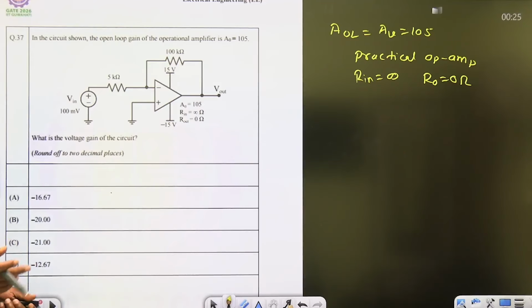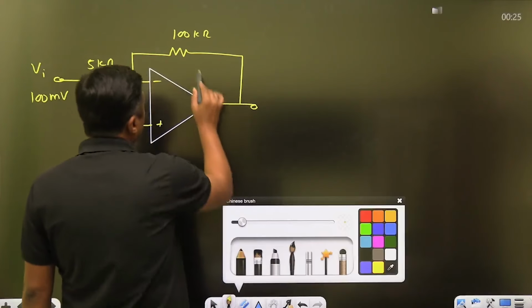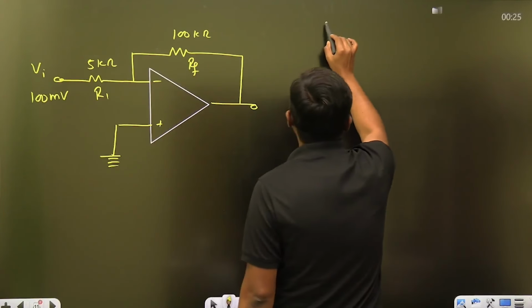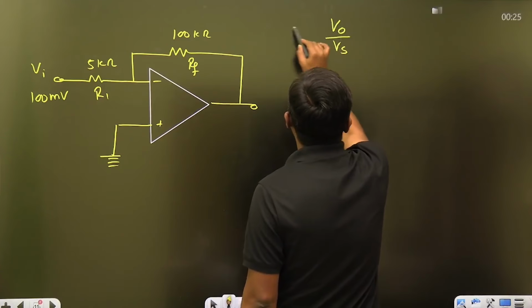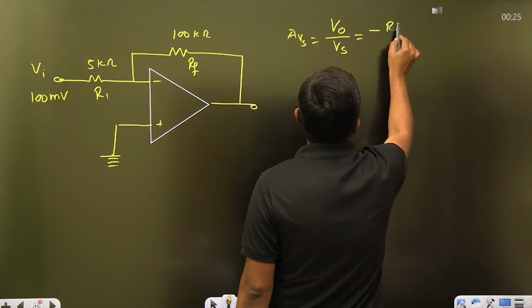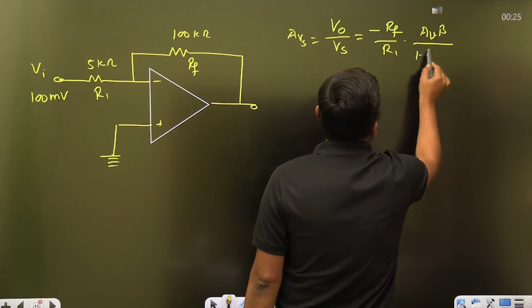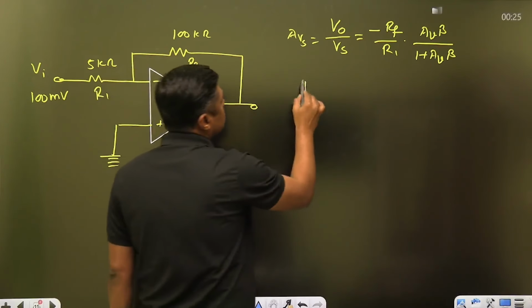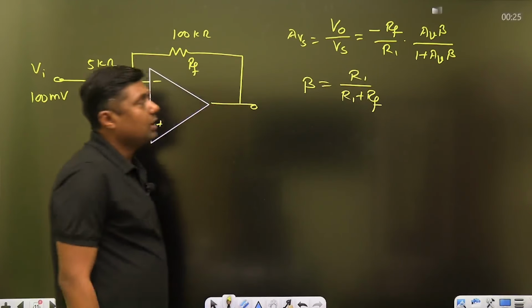Now, how are we going to find the gain? First, we have the direct solution for that. Okay, I will give you the shortcut. If RF and R1 are given, it is an inverting operational amplifier. For an inverting operational amplifier, V0 by Vs, which is called the closed loop gain, is given by minus RF by R1 into AV beta upon 1 plus AV beta. What is AV? Open loop gain. What is beta? R1 upon R1 plus RF.